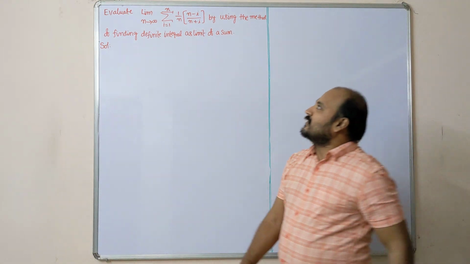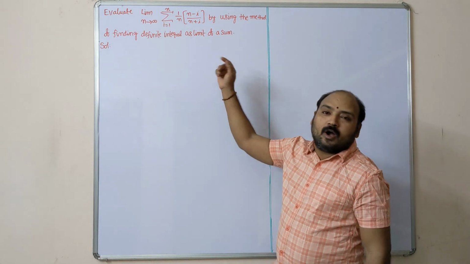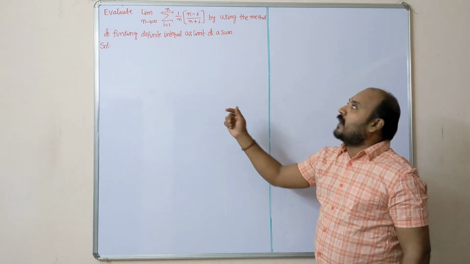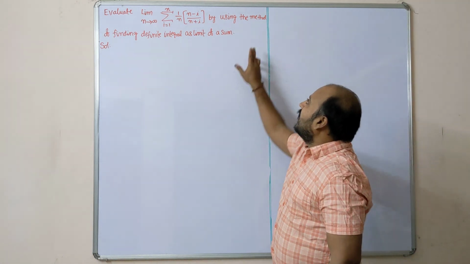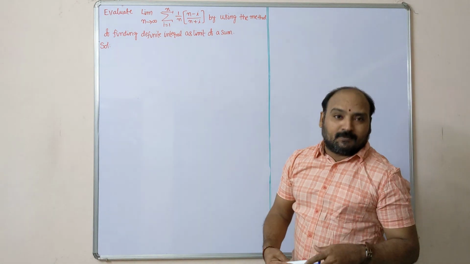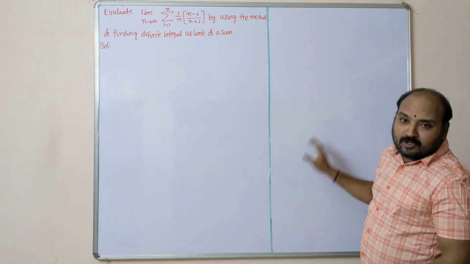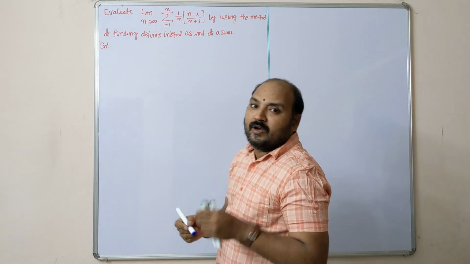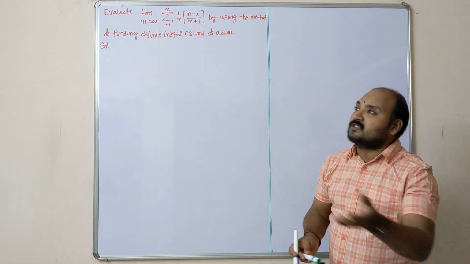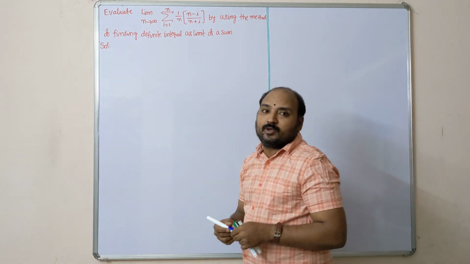Yeah, the next question, dear students. Evaluate limit n tends to infinity, sigma i equal to 1 to n, 1 by n into (n minus i) by (n plus i), by using the method of finding definite integral as limit of sum. Just now we discussed one procedure and one example. Now I am explaining textbook examples, which are also very important. We may get these questions directly as MCQs in competitive exams. You can concentrate, dear students.